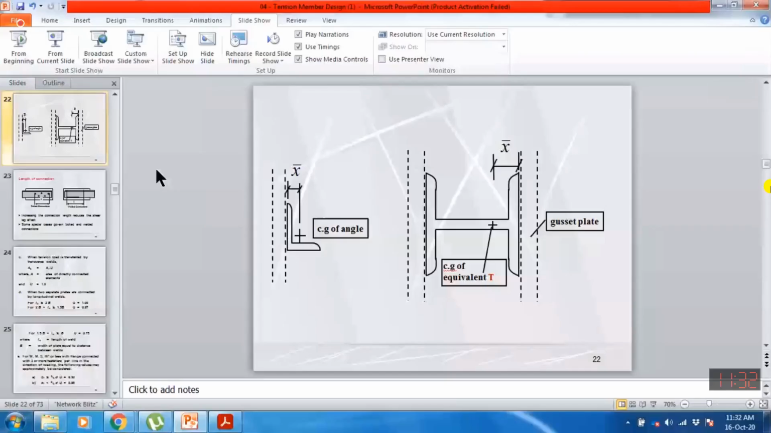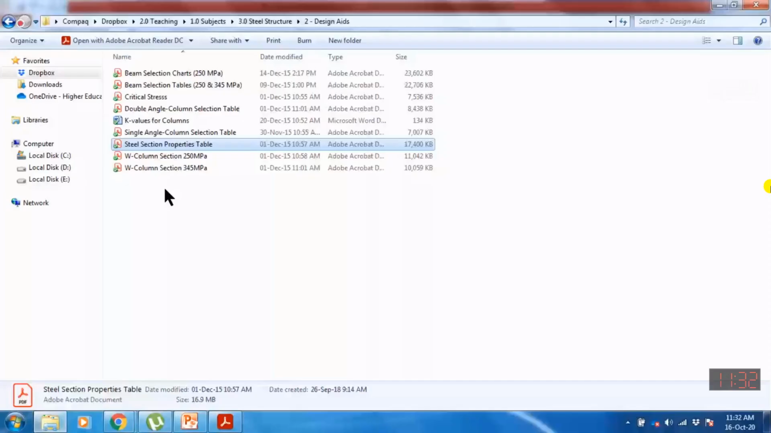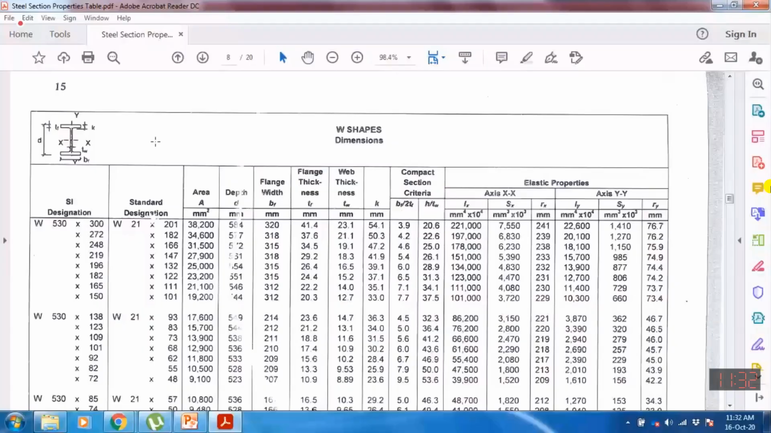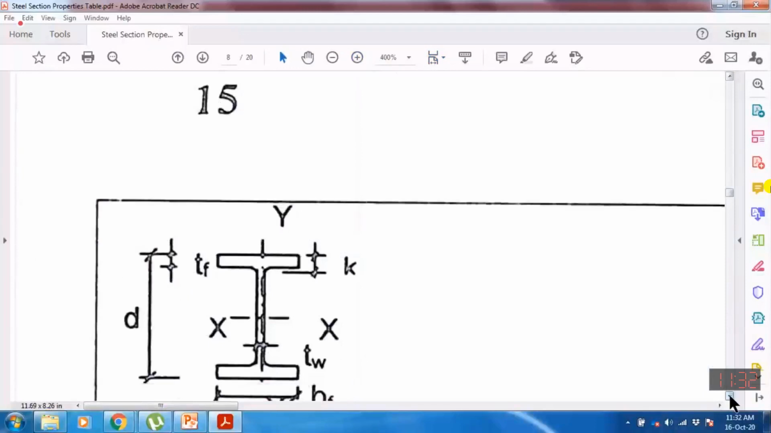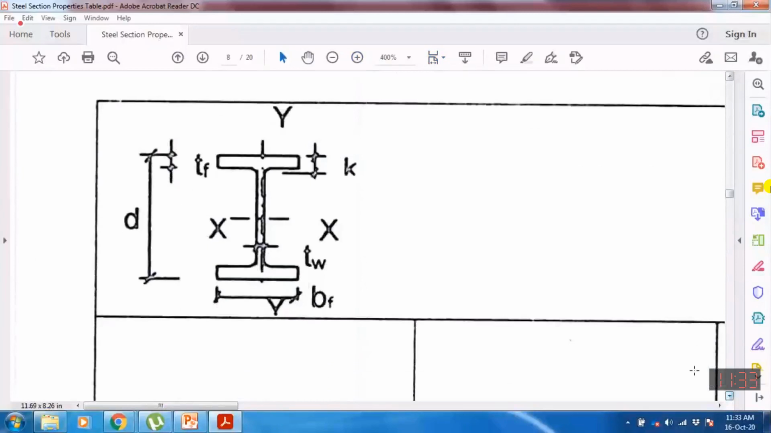So here I will show you again the LRFD specification, so how you can get this value. In the LRFD specification, if you are consulting the section property table for W section, at the top left corner you have this layout. In this layout, this K is the distance from the top face to the centroid of T section.